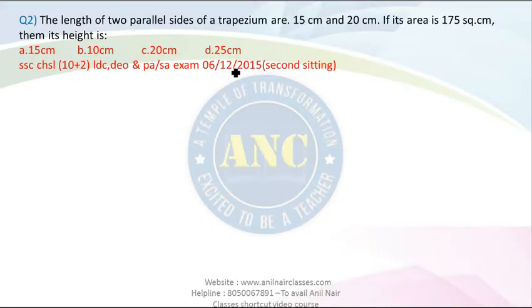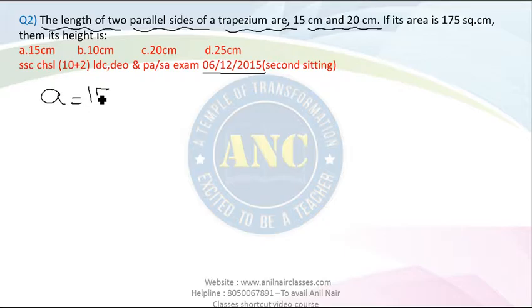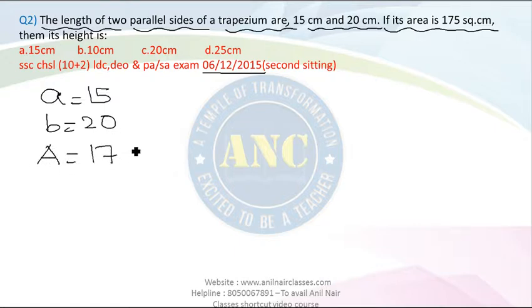Second question. Question in the year 2015. The length of two parallel sides of trapezium are 15 centimeter and 20 centimeters respectively. A is 15 centimeter, B is 20 centimeter. If its area is 175 square centimeter, then find its height.